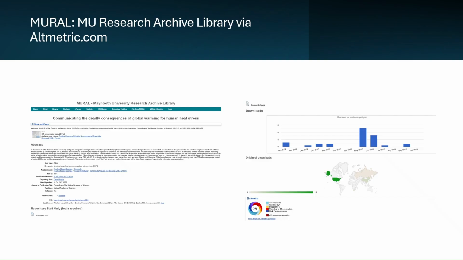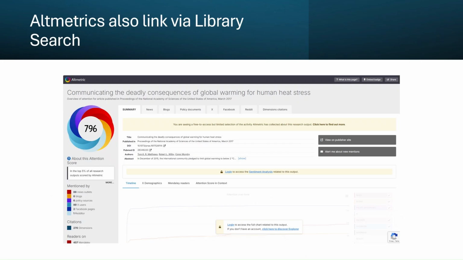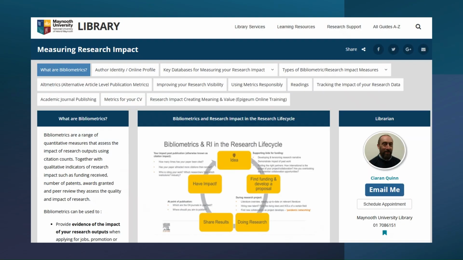MURAL, this is the Maynooth archive, and again, you can go into your individual papers and you can look at their downloads and views, and you'll get some altmetric data in there as well, which is quite nice to have. And this is just the link in through Library Search. Again, you'll see the colored donut and the link to the paper and that alternative metrics involved.